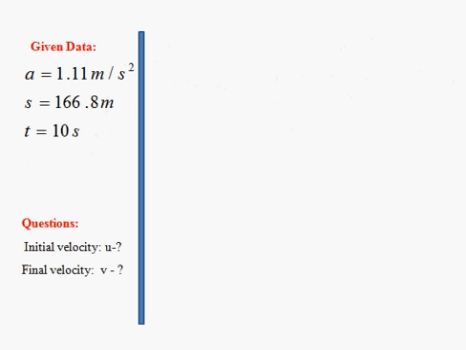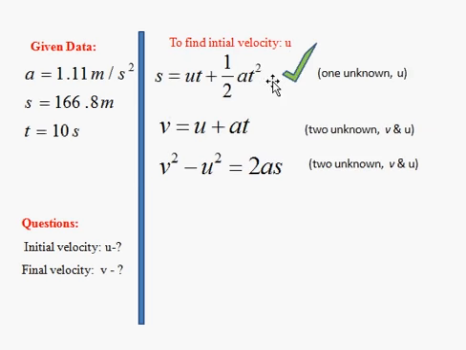Now moving into the problem, I have arranged all the given data as well as the question on the left hand side, and let us move the solution part to the right hand side. Now the first question, that is the initial velocity. Here I am writing that to find the initial velocity u.